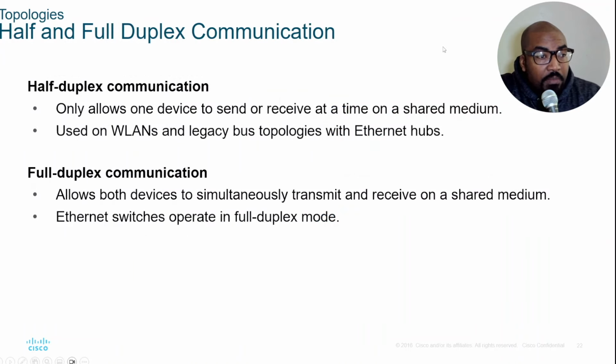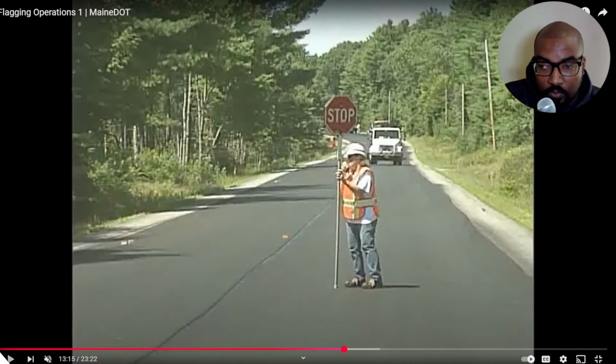So half duplex communication only allows one device to send or receive at a time on a shared medium, used in wireless local area networks, legacy bus topologies, and Ethernet hubs. Full duplex communication allows both devices to simultaneously transmit and receive on a shared medium, and Ethernet switches operate in full duplex mode. So that means it's on both sides of that highway, right? Full duplex. They both can transmit at the same time without too many issues there.